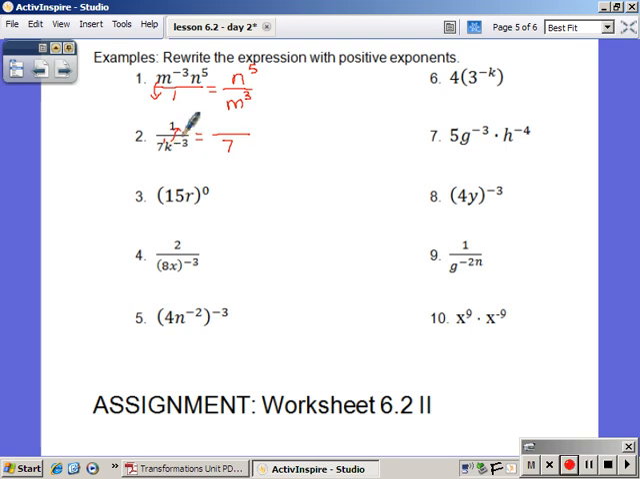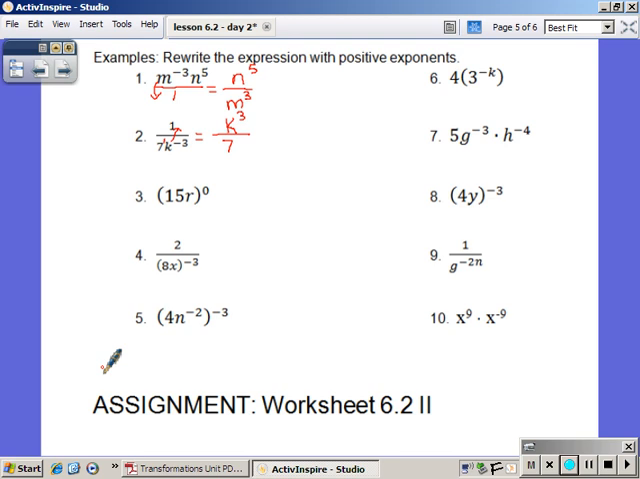However, the k needs to move so it can get a positive exponent. So to get that exponent on k to be positive, we do need to move it to the top of the fraction. So remember, if it's in the top of a fraction, move it to the bottom. If it's in the bottom, move it to the top.